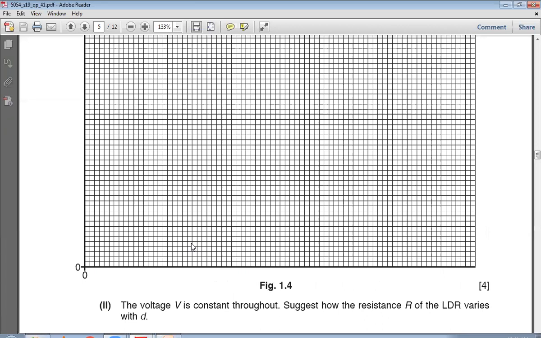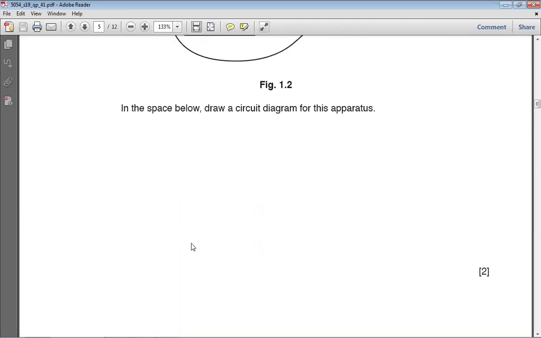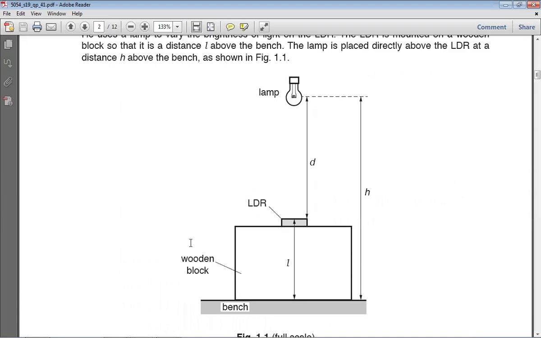Before I go to the marking scheme, let me show you one thing. Here you have a lamp. Here we have the LDR, light dependent resistor. This is on a bench. We will change this height, so the distance between the lamp filament and the LDR will change. By changing this distance, we calculate how much current is flowing through the LDR, and by doing this we have made a conclusion about the resistance of the LDR. We have found that as D increases, the resistance of the LDR also increases.